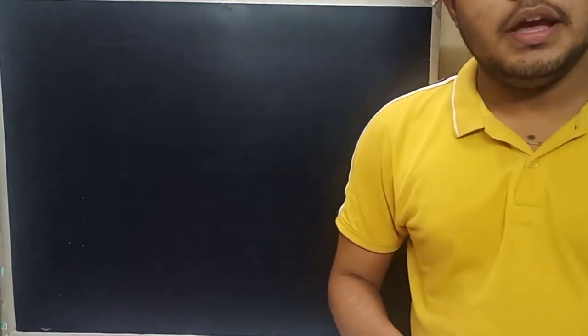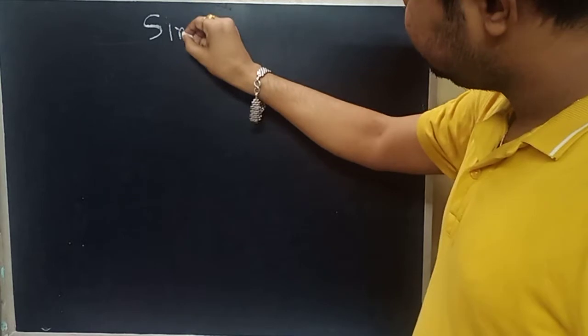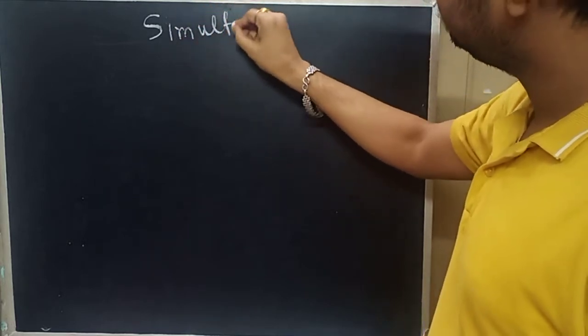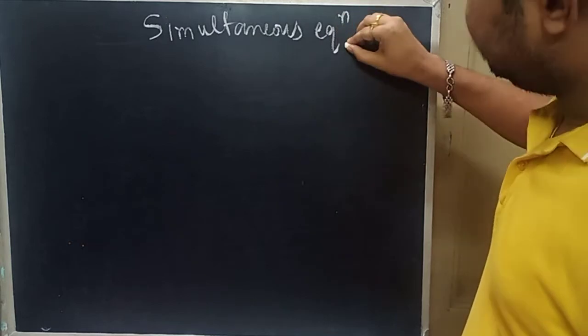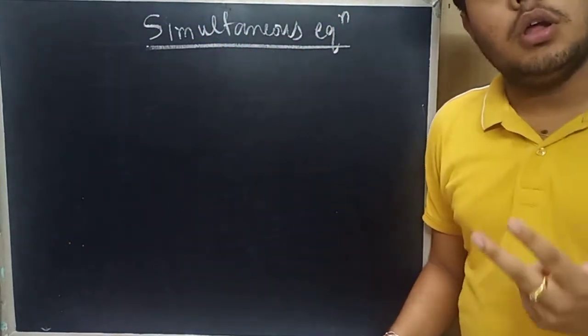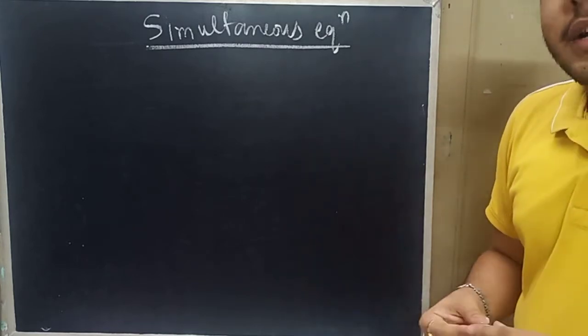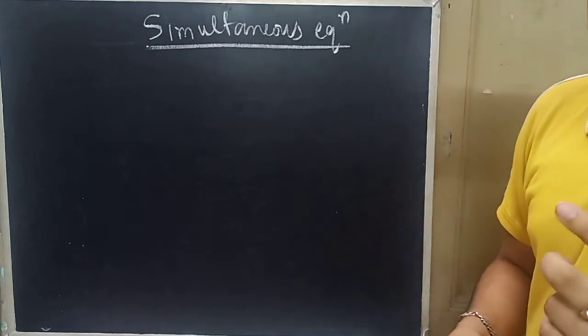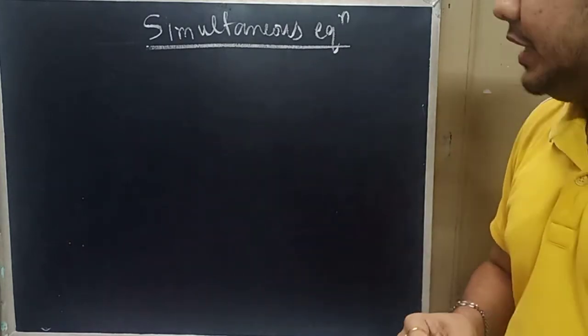Hello everyone, today I am going to start a new chapter which is simultaneous equations. Okay, so what are simultaneous equations? The word simultaneous itself means together. When we are solving two sets of equations together to get a desired value of the given expression or given equation, it is called a simultaneous equation.